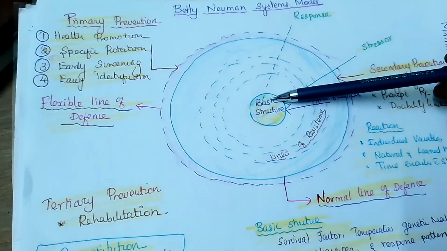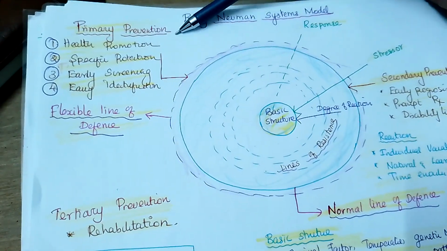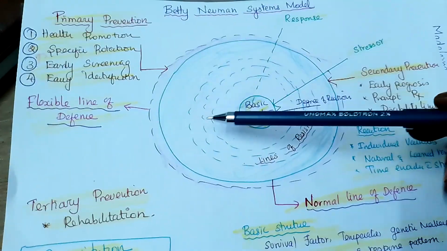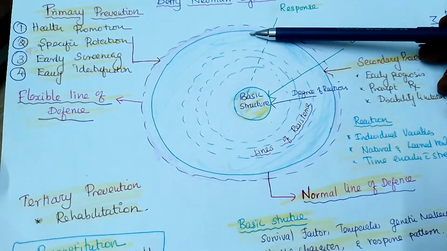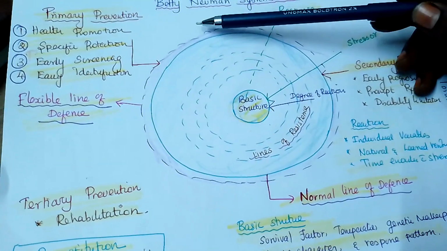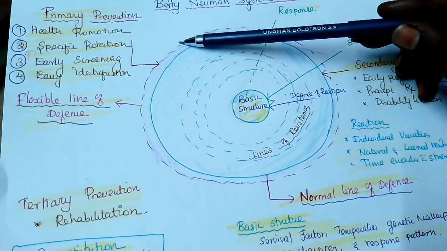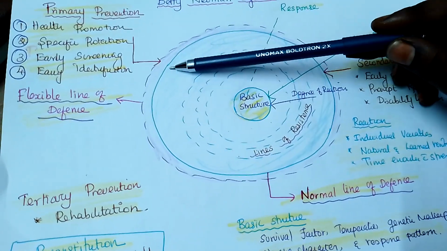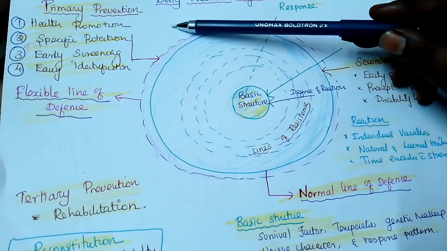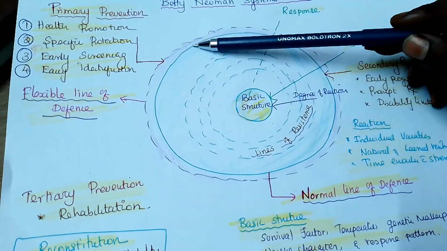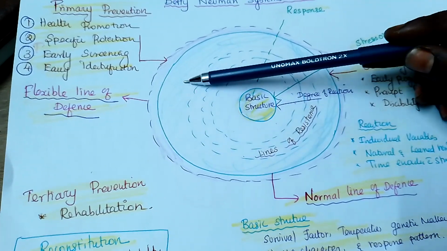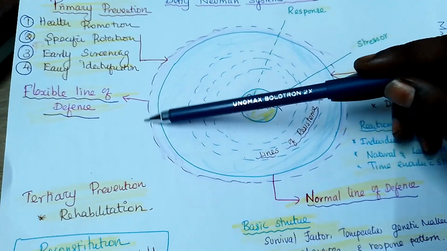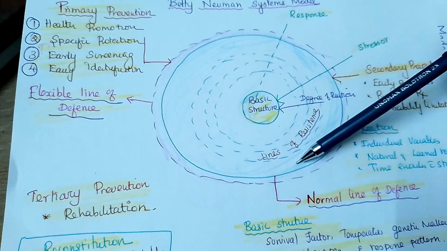So what she is talking about first is primary prevention. What is primary prevention? In primary prevention, you identify what stressors are affecting. You will do health promotion, specific protection, yearly screening, early identification; anything is primary prevention for the individual. Here the prevention will be guidance, counseling and comforting the patients. All these things strengthen the flexible line.